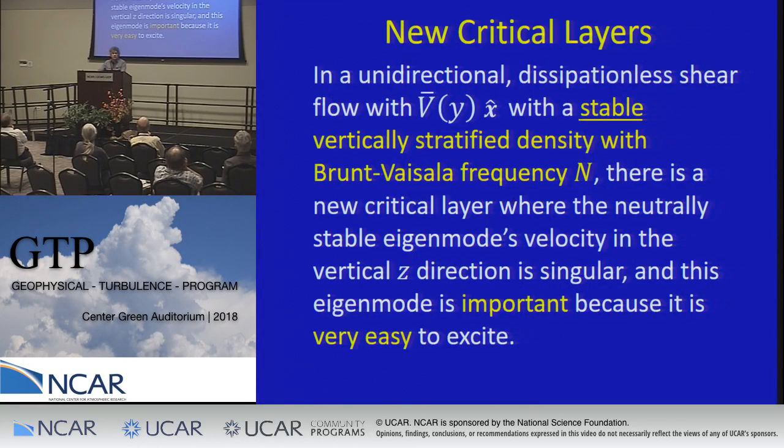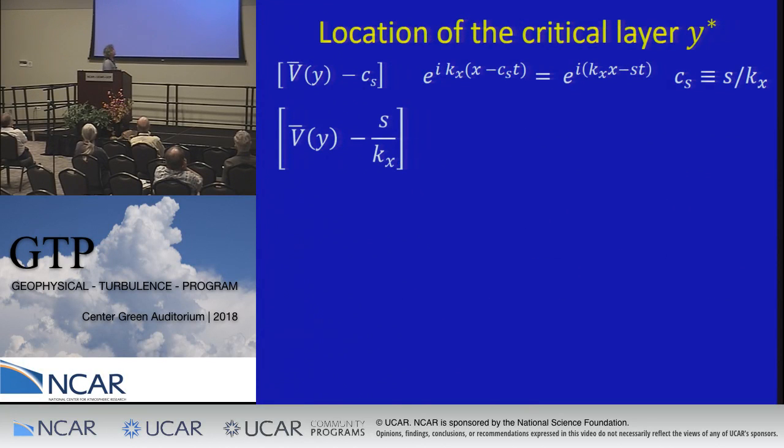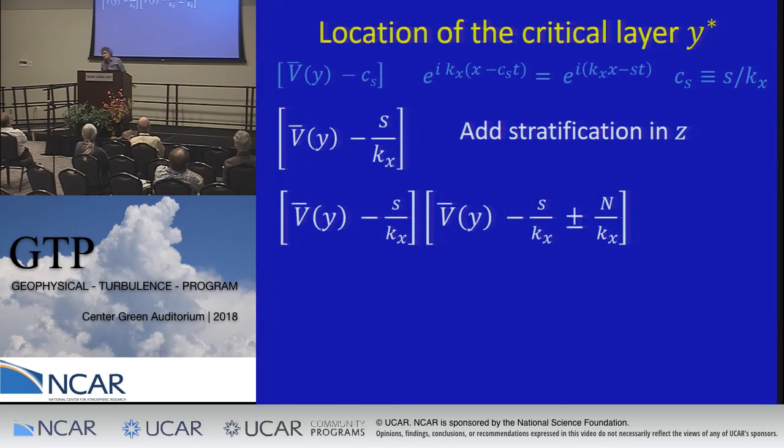If you don't have vertical stratification, what you find is that the leading order term is the unperturbed streamwise velocity minus the phase speed. I'm using kx as my wave number in the streamwise direction, and s is the frequency, and that's the term that vanishes. Great, but if you do a very simple math problem and add in vertical stratification and/or rotation, you'll find that there's a second term. This term remains, but it's multiplied by another term.